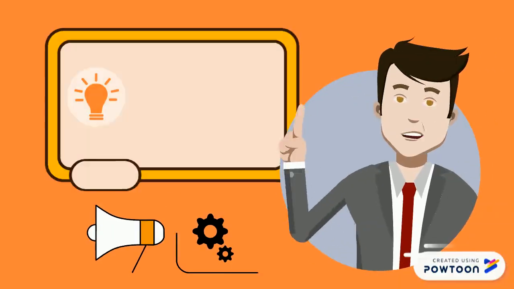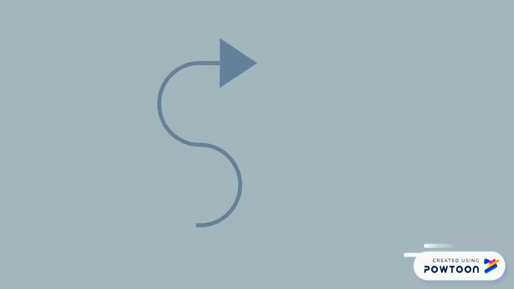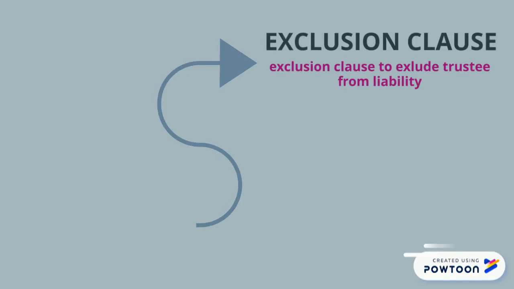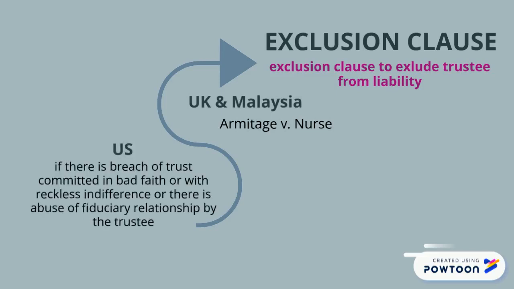Breach of trust and its defences. Exclusion clause is to exclude trustee from liability, where the defences are found in UK and Malaysian cases like Armitage against Nurse, but different in the US where it's not enforceable if there is breach of trust committed in bad faith or with reckless indifference or there is abuse of fiduciary relationship by the trustee.